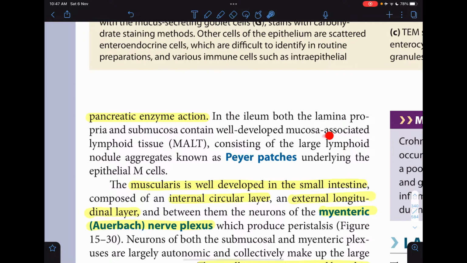In the ileum, both the lamina propria and the submucosa contain well-developed mucosa-associated lymphoid tissue, which is MALT. So the MALT is the mucosa-associated lymphoid tissue, and these consist of large lymphoid nodule aggregates known as the Peyer's patches underlying the epithelial M cells.